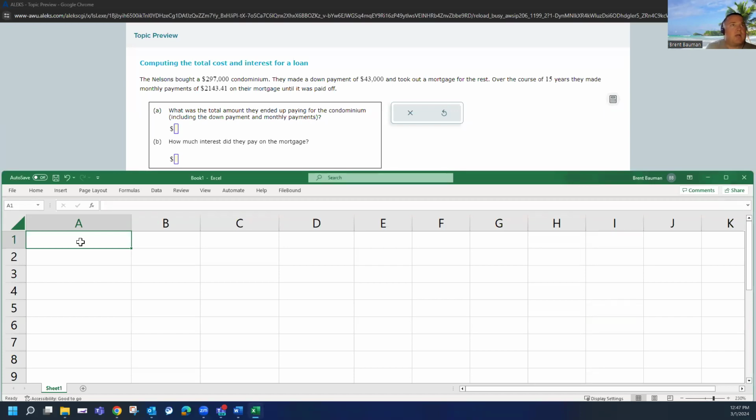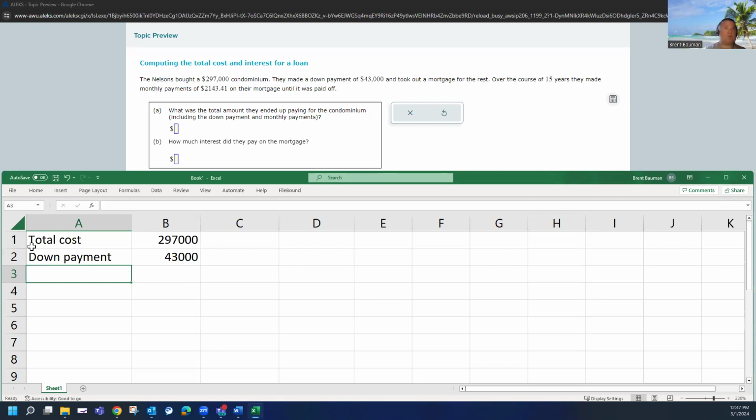So for this one, we're buying a condominium. So the total cost was $297,000. Okay. And we're told that we have a down payment, so let's write that down, of $43,000. And we took out a mortgage for the rest.